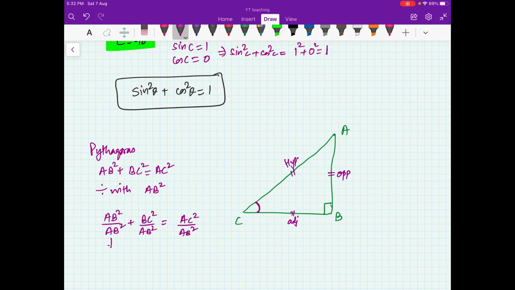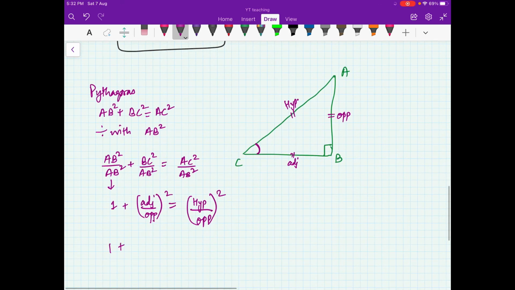Now for angle C, this is your opposite, this is adjacent, and this is hypotenuse, right? So now this is 1 plus (BC, your adjacent, upon AB, your opposite) square is equal to (AC, your hypotenuse, upon AB, your opposite) square. Okay, now you see what is this? Adjacent upon opposite, this is cot of the angle C. And this here is hypotenuse upon opposite, which is cosecant of angle C. Now by this time you should remember all these trigonometric ratios.